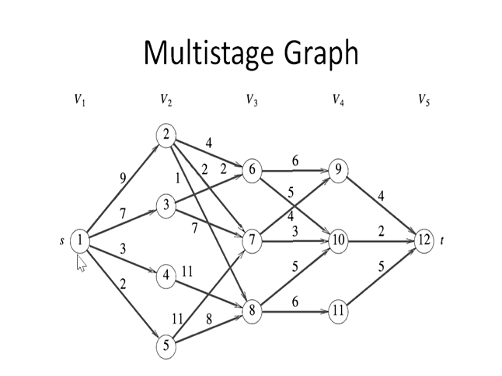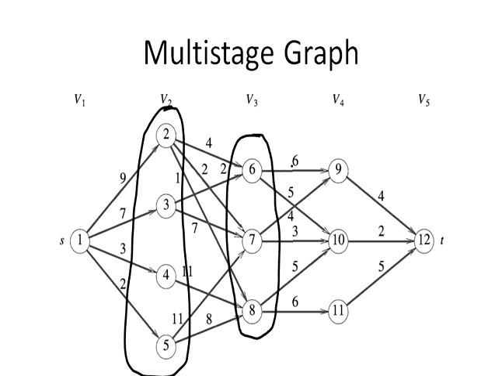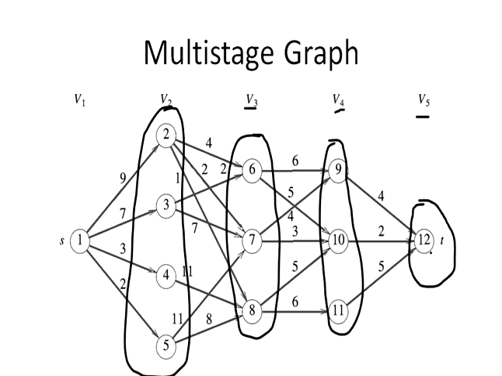V1 will be stage 1, where the source is. V2 is stage 2, and I have divided the vertices 2, 3, 4 and 5 into stage 2. These are the vertices in stage 2. Next, the vertices in stage 3 are 6, 7 and 8. V3 is represented for stage 3. V4 is represented for stage 4, which contains 9, 10 and 11. Finally we have V5 as stage 5, so the final destination is V5.